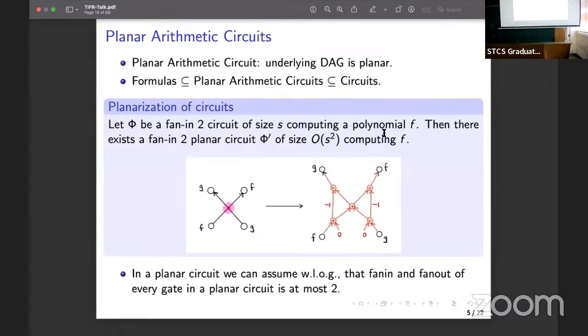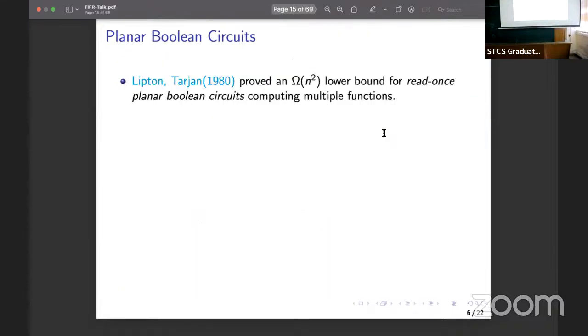So there's one property that we may need: in any planar circuit, you can always assume that the fan-in and fan-out of every gate is at most 2. If it has fan-in r and fan-out r, then you can attach a complete binary tree with r leaves, and you can convert it into another planar circuit that computes the same polynomial with only some constant blow-up. So this means that the separation here, if you've seen some separations in complexity, cannot be more than quadratic. We come to that.